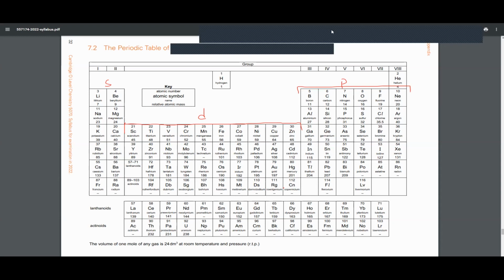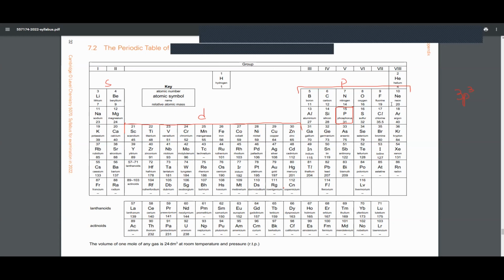Now let's say I pick an element. I want to be able to write the configuration of phosphorus. So here's what I will do. I will first start by looking at it. It is in the 3rd row, so its principal quantum number will be 3. It's in the P block and in the 3rd column of the P block. So its last shell will be 3p3.